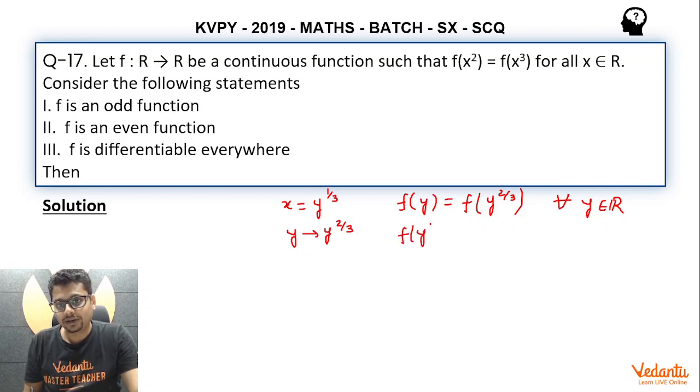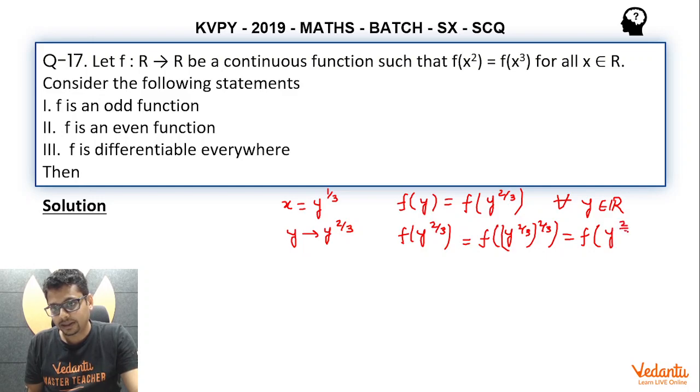So f of y to the power 2 by 3 becomes f of y to the power 2 by 3 whole to the power 2 by 3. So f of y to the power 2 by 3 is square. So again, f of y to the power 2 by 3 equal to f of y to the power 2 by 3 whole square. And mind it, f of y to the power 2 by 3 in turn is equal to f of y.